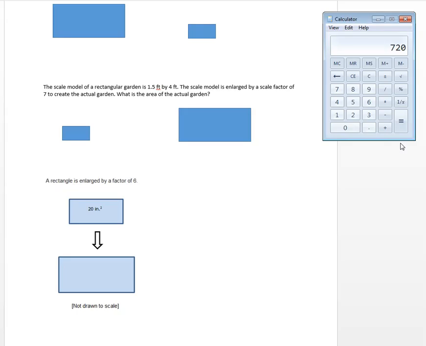I hope that helps your understanding of the scale factor and how it affects areas.